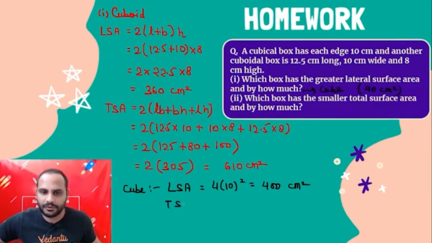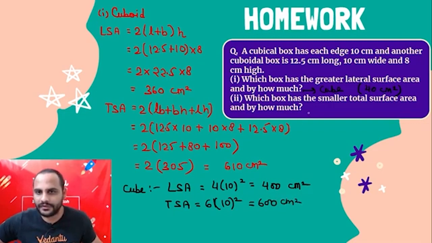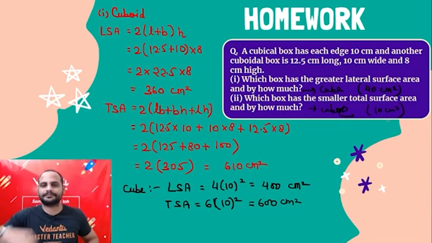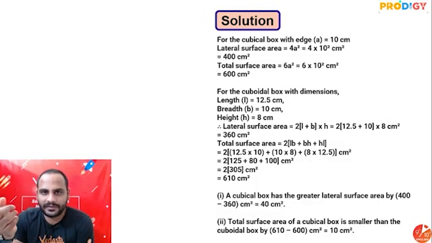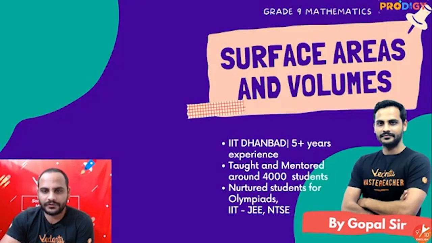Then if we talk about total surface area, 6 times of 10 square. So it will be 600 centimeters square. So if you will see over here that the total surface area of cuboid is more, which is the smaller? The smaller is cube only, and how much small? 10 centimeters square small. Okay, so it was a direct question. So in both the cases, lateral surface area is high for cube, less for cuboid. Total surface area is high for cuboid, less for cube. Okay, let's move ahead.